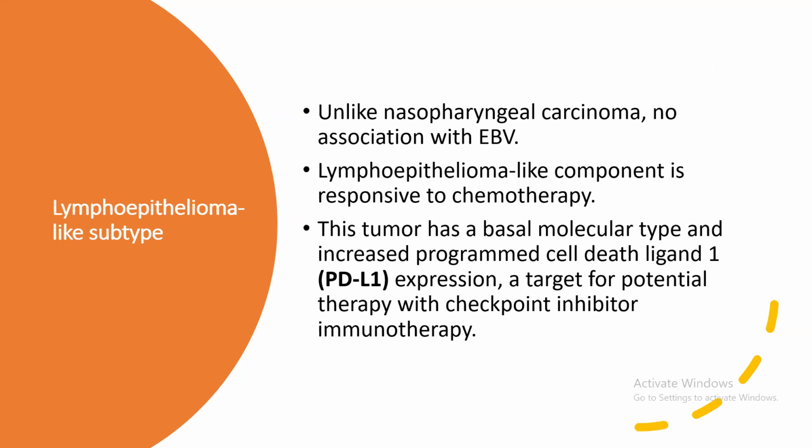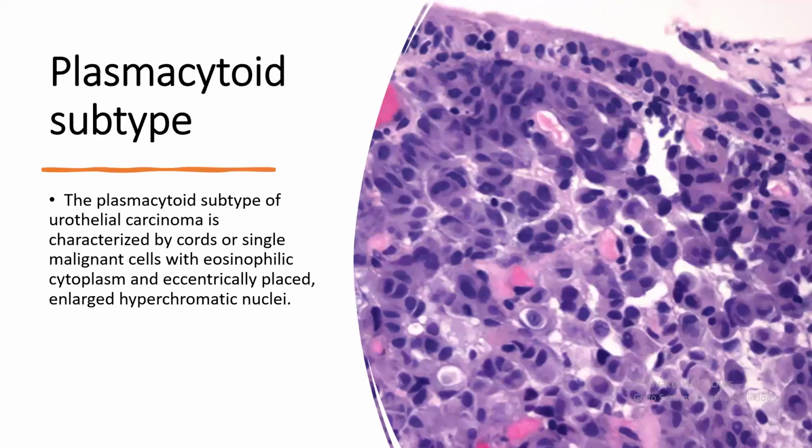Then we have the lymphoepithelioma-like subtype of bladder cancer. This tumor does not show EBV association as we see in the nasopharyngeal region. The importance of this tumor is that it expresses PD-L1, and then therapy against PD-L1 can be instituted if we identify this lymphoepithelioma-like subtype in bladder cancer.